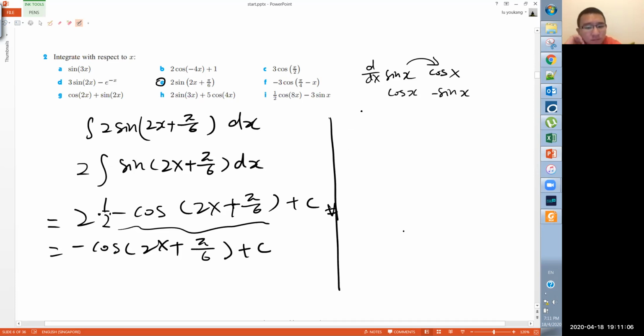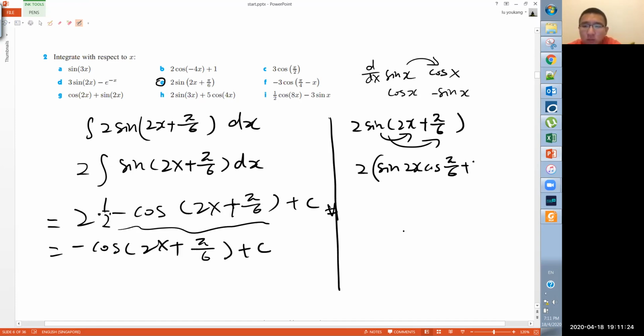Over here, you can actually open the bracket. So you have sine 2x cosine pi over 6 plus cosine 2x sine pi over 6. Can you remember how you open the bracket? This whole thing will be equal to this. Do you still remember this?